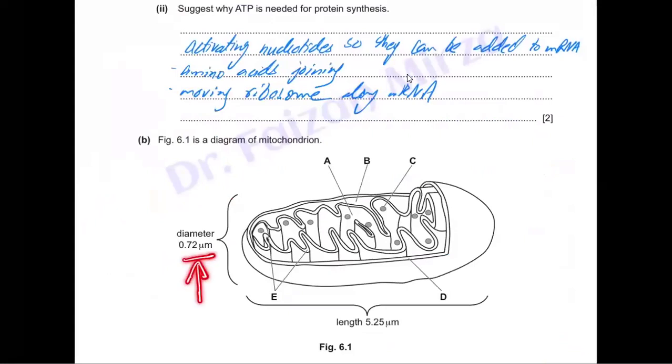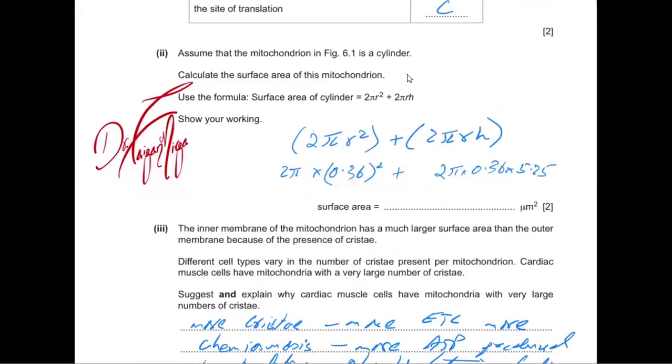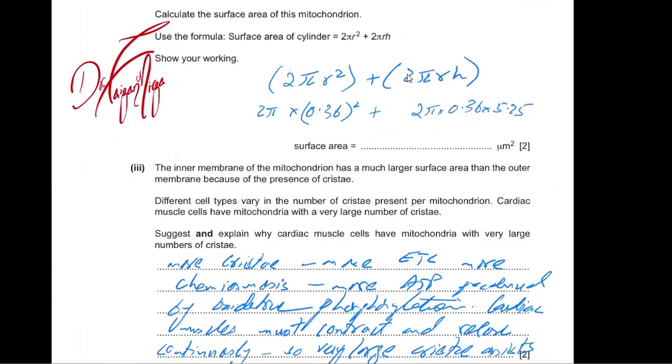We can divide this by 2, and when we divide this by 2, we will get the value of the radius. So the answer of 0.72 divided by 2 will be our radius. So we put the value here. This is 0.36, which came by dividing the diameter by 2. So that's the radius. We just square the value of the radius and then multiply it eventually and get the answer, in the space provided, in micrometers squared.